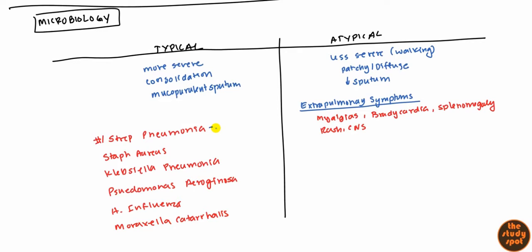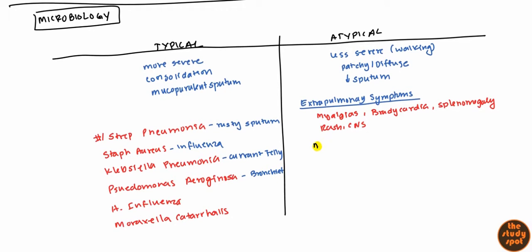I'm going to just go over real briefly just some distinguishing features. So strep pneumonia is associated with rusty sputum, whereas Klebsiella is associated with currant jelly sputum, which is a very thick type of sputum. Staph aureus is very commonly associated with influenza. Pseudomonas with bronchiectasis and other types of lung diseases.